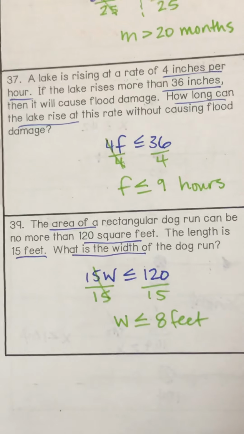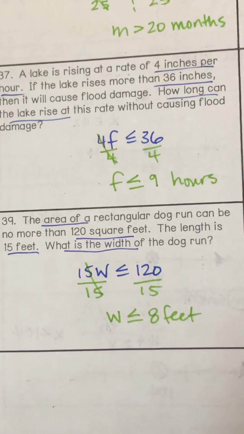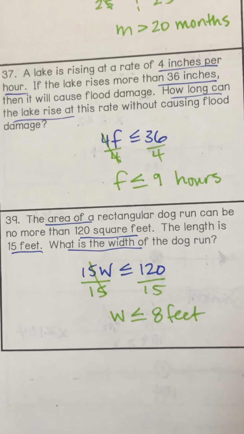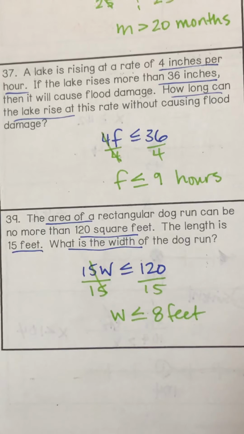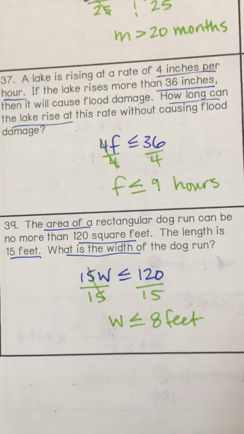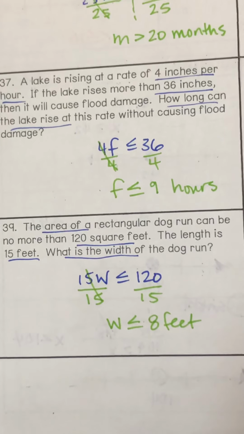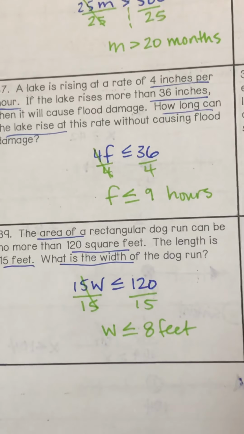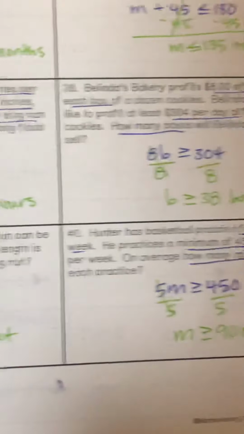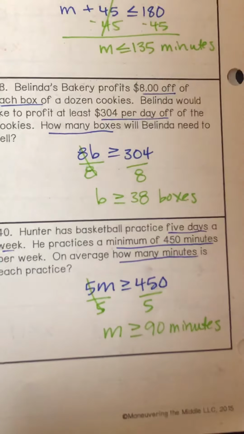39. The area of a rectangular dog run can be no more than 120 square feet. The length is 15 feet. What is the width of the dog run? So we know length times width is area. So 15W, 15 times W, is less than or equal to 120. Divide by 15 on both sides, and the width is less than or equal to 8 feet. Or needs to be less than or equal to 8.